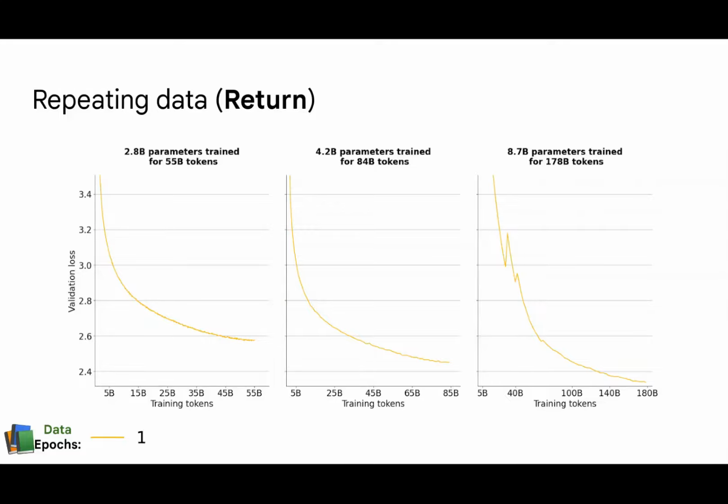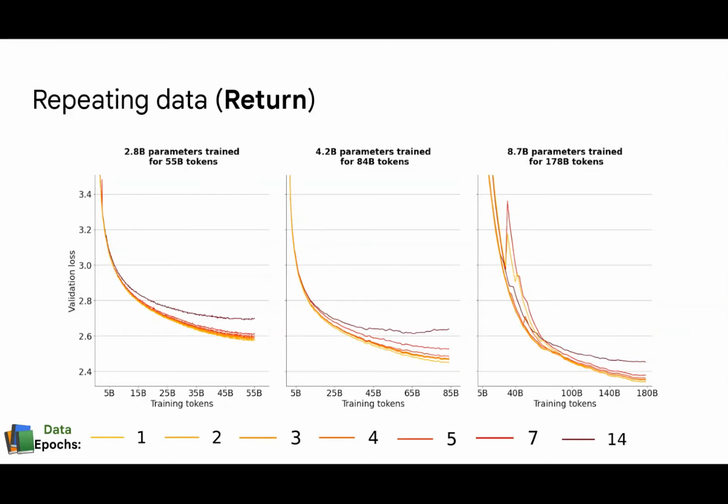When we train the model with one epoch fully on unique data, we see the following standard loss curve. This loss curve is repeated for each of the 3 model sizes. We then move to 2 epochs. We see here that the loss curve is very similar, with only a slight difference at the end of training. This pattern continues when we move to 4 epochs. Here we are using only 25% of the original data, but we are achieving nearly the same loss.